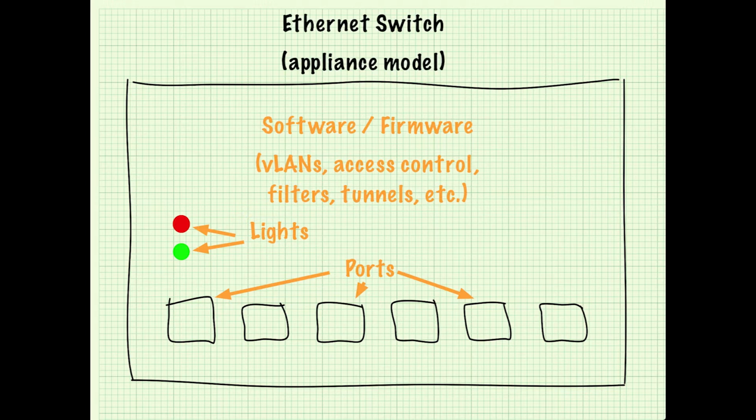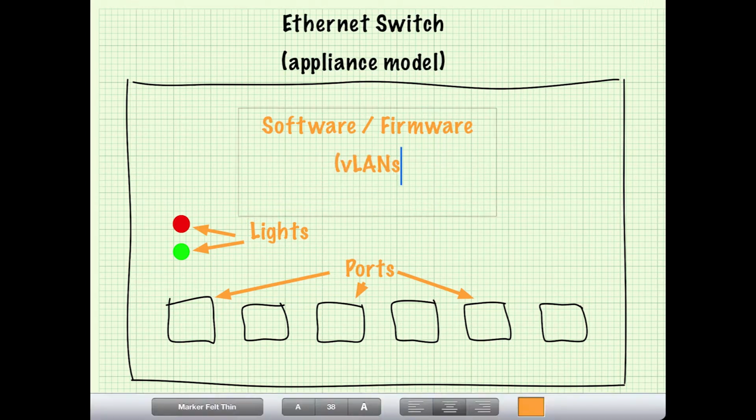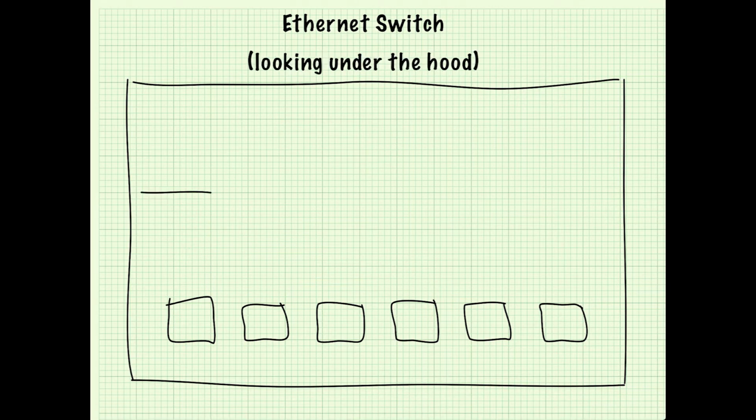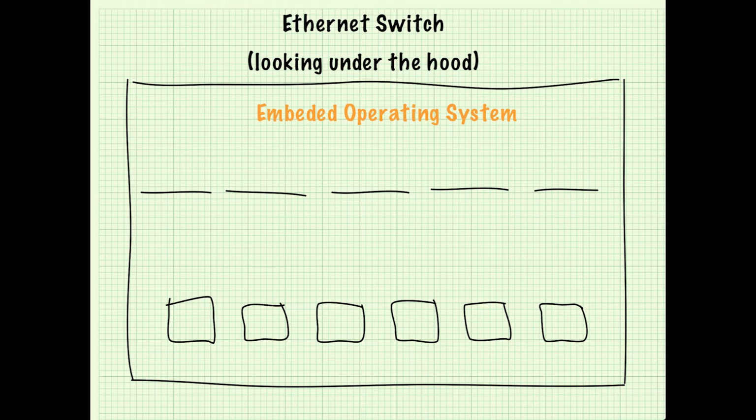It has these features. So let's look under the covers of this Ethernet switch. The firmware, or the software, is really an embedded operating system. The vendor has included software running on that embedded operating system to provide the features. Another name for this embedded operating system with its features is the control plane.